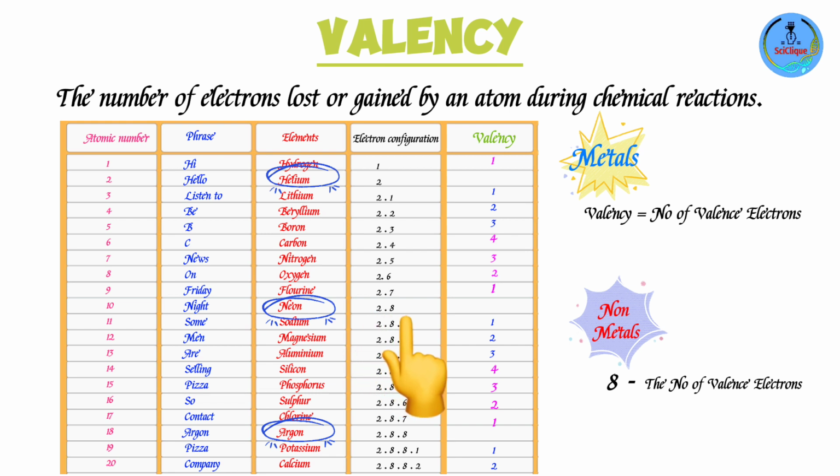Now, if you have an atom that has full energy levels, that is a stable atom. So it's unreactive. It doesn't take part in chemical reactions. It's inert. So these have a valency of 0. See how easy it is?